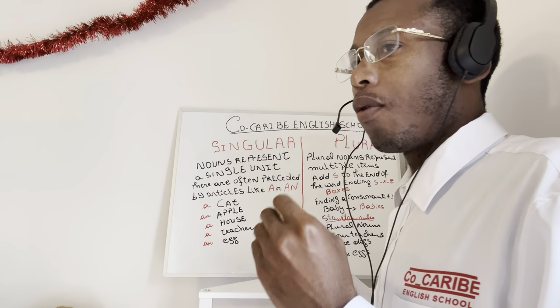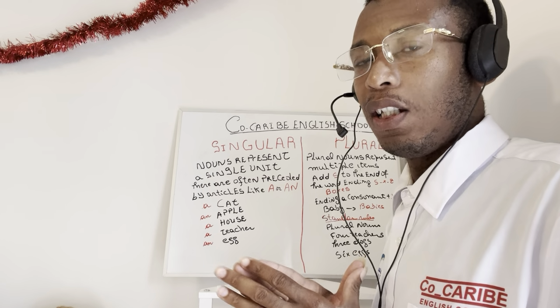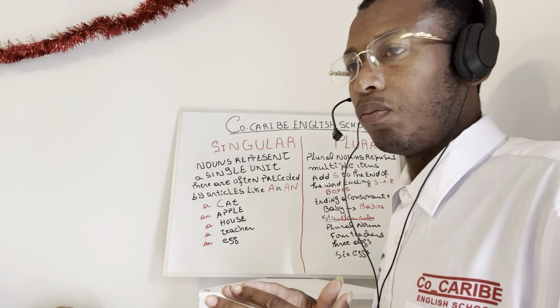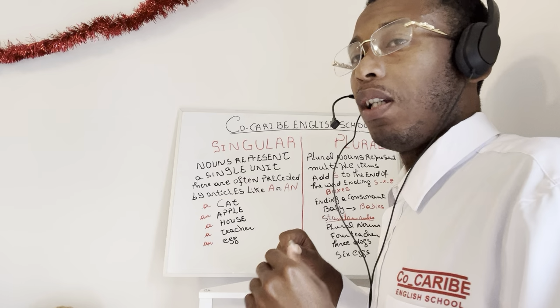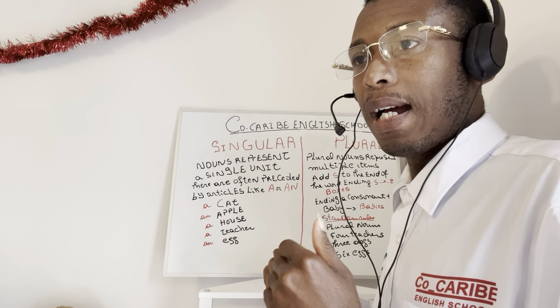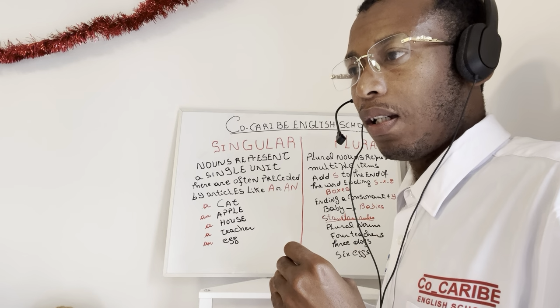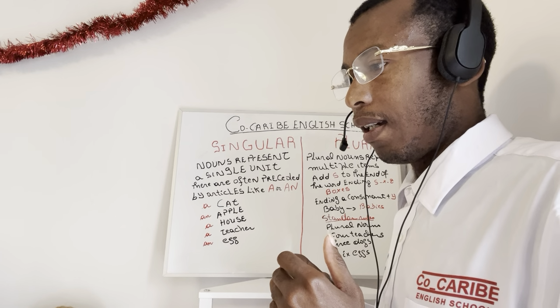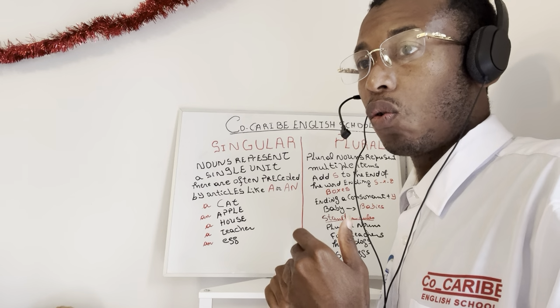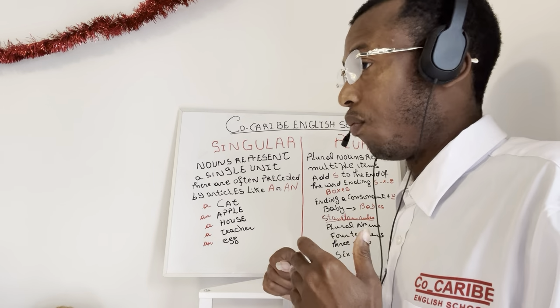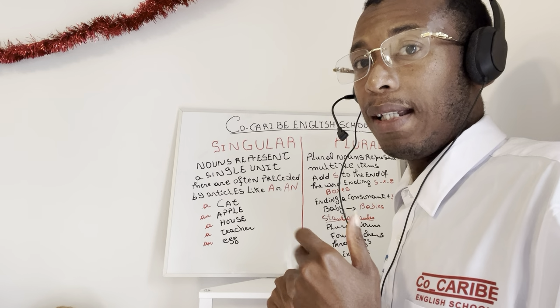There are some words in English that follow some rules. That's why it's very important to study the rules in English, because you have to know how to use the words. Let me give you an example.